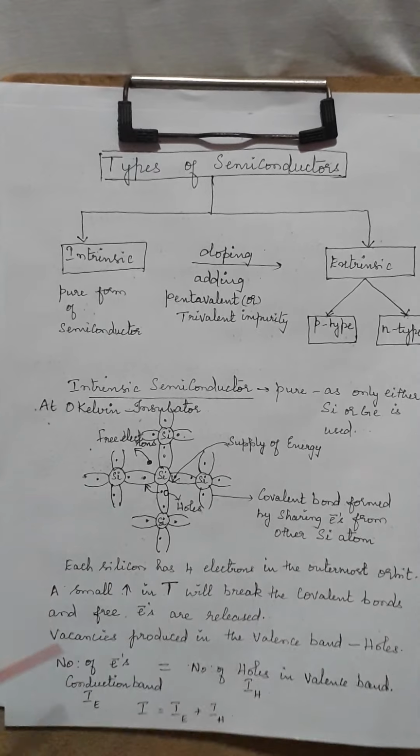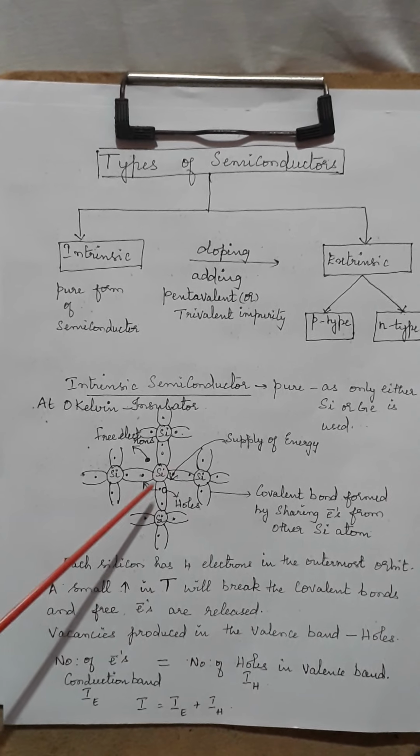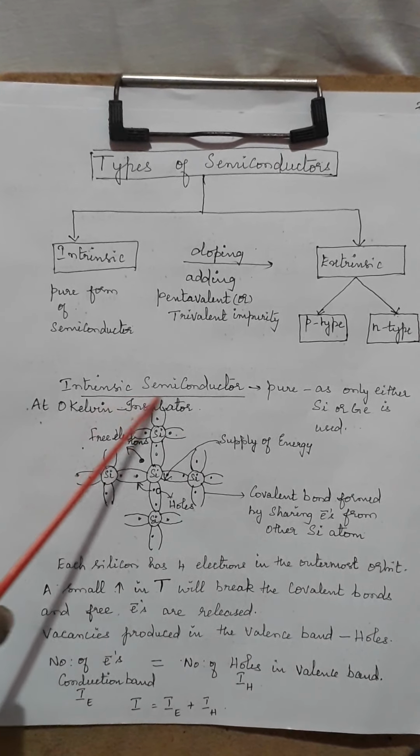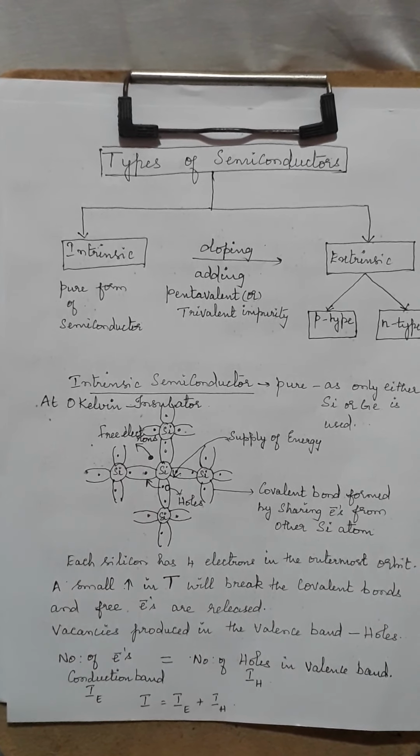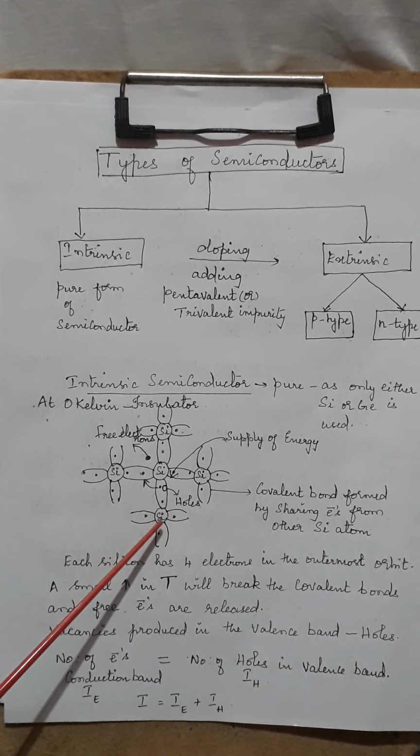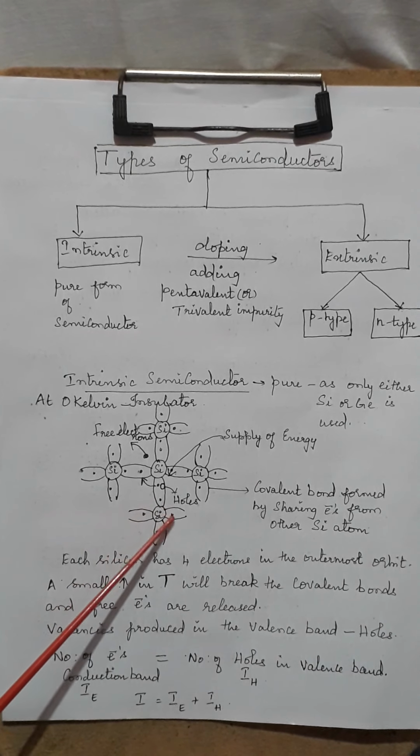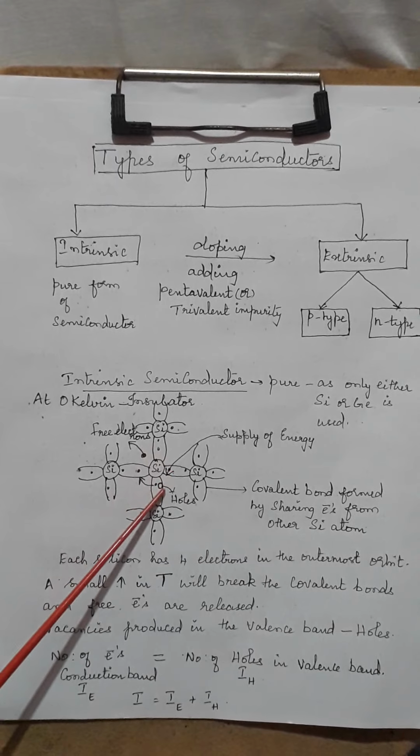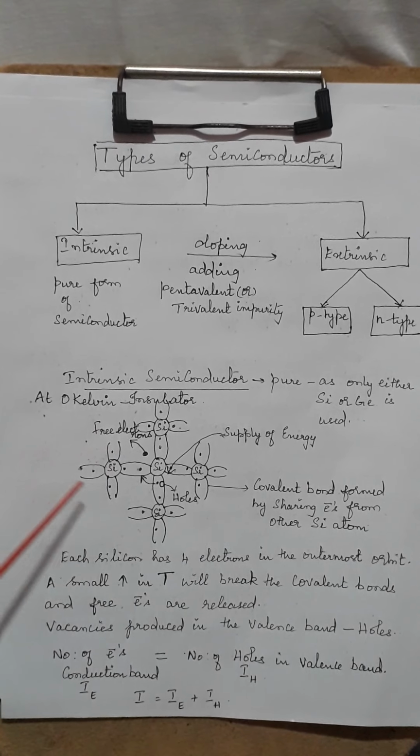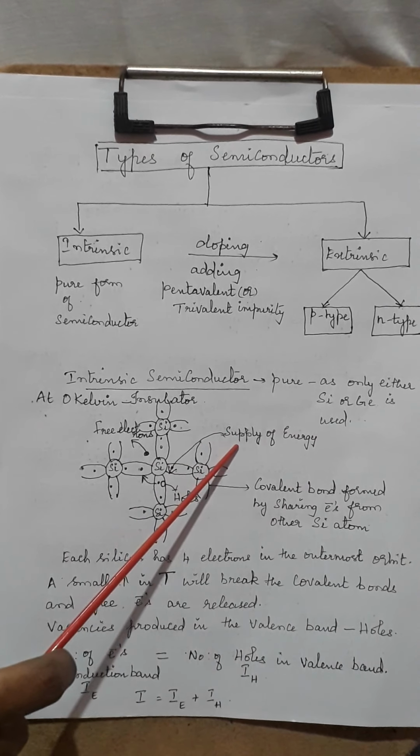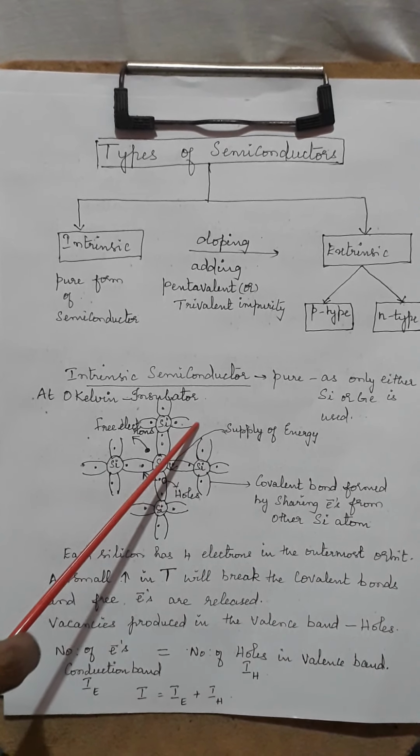But when external energy is supplied, what happens is this: this is the crystal lattice of silicon, where you can find only silicon atoms everywhere. Silicon has a valency of 4, that is, only 4 electrons are there in the outermost orbit. You can see that in all the diagrams, it consists of only 4 valence electrons. So when some external energy is supplied, there are covalent bonds here, and those covalent bonds are broken.